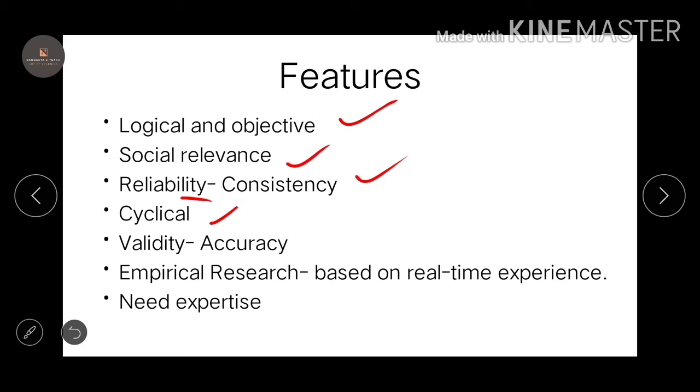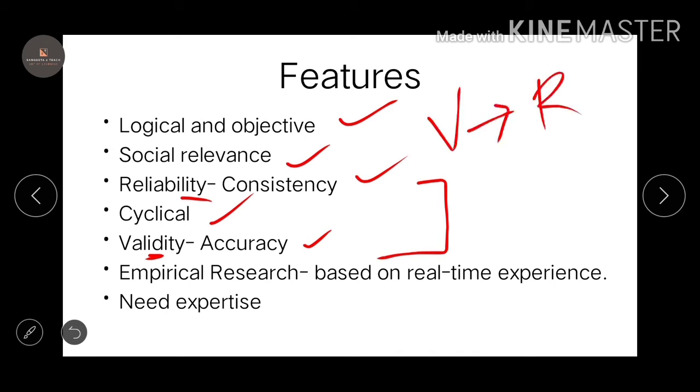Validity is nothing but accuracy. So these are the two terms that always confuse people: reliability and validity. Only when a research is valid, then it is reliable. So first thing is validity, and then it is followed by reliability. So if the research is valid, then it is reliable. Okay. Reliability is consistency. It is not going to change. It is reliable. Okay.